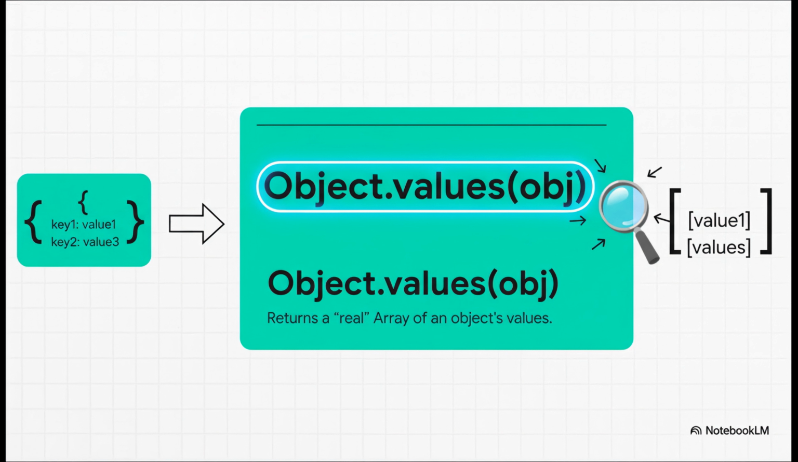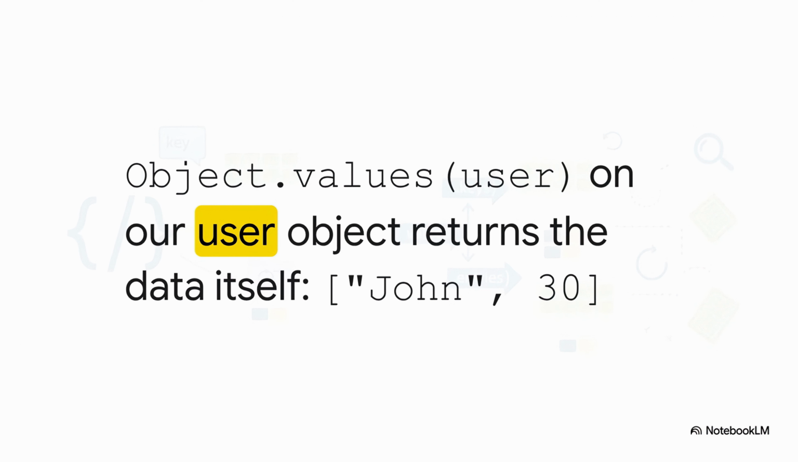All right, next up, and you probably guessed it, is Object.values. This one does the exact opposite. It ignores the keys completely and just gives you a new array with only the values from the object. So using that same user object, we get an array containing John and the number 30. This is awesome for when you just need the data itself and you couldn't care less about the property names.